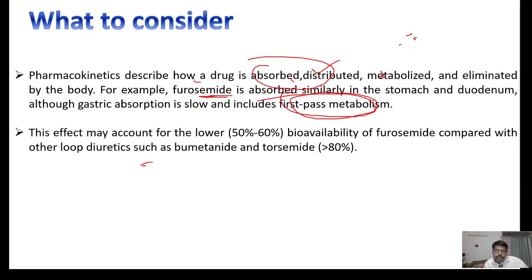Because of first pass metabolism, the oral bioavailability is somewhat lower for Lasix or furosemide than for Ditar or torsemide and bumetanide. I am omitting bumetanide from the discussion because in India the use of bumetanide is not that common. Our clinical day-to-day practice always revolves around these two drugs, where the question comes: torsemide or Lasix? Lasix has a lesser bioavailability than Ditar.